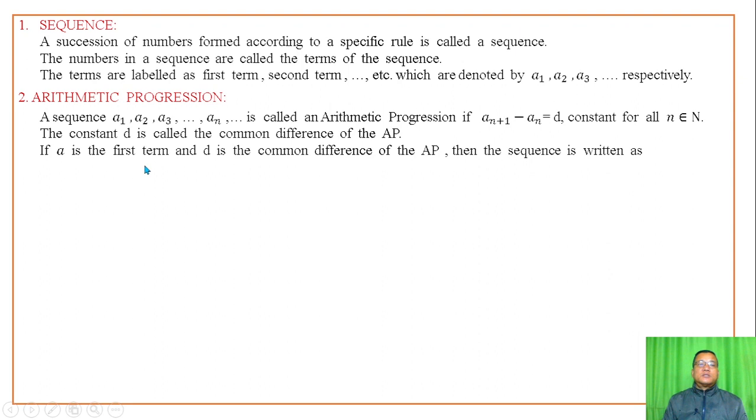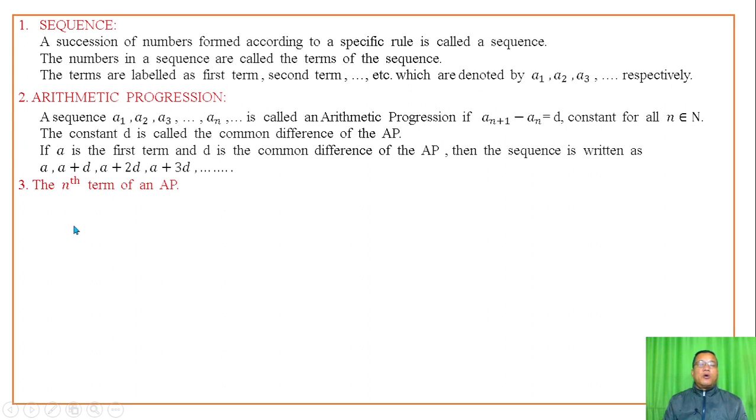If A is the first term and D is the common difference of the AP, then the sequence is written as A, A plus D, A plus twice D, A plus thrice D, and so on.